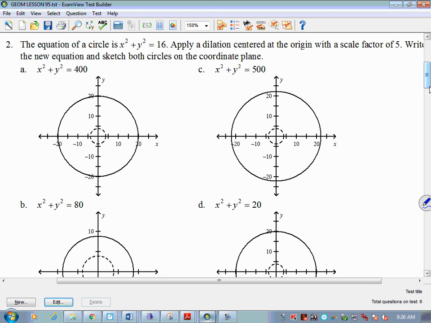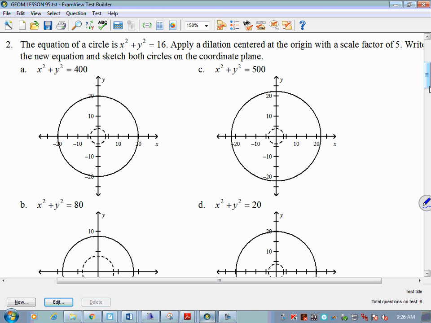We want to apply a dilation centered at the origin with a scale factor of 5. Write the new equation and sketch both circles on the coordinate plane. One of the mistakes that people make with this is they take 16 times 5. What's 16 times 5? They wind up with 80, right? And if we look in here, we see that played out on answer B.